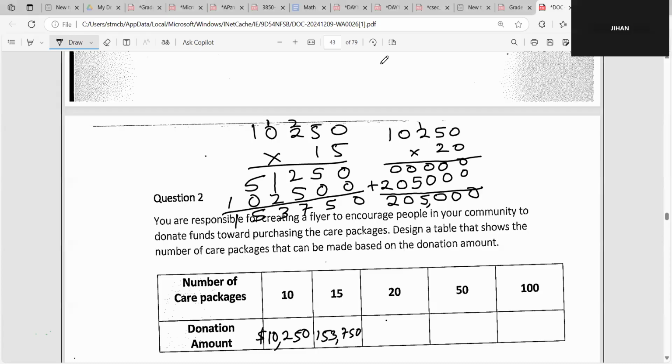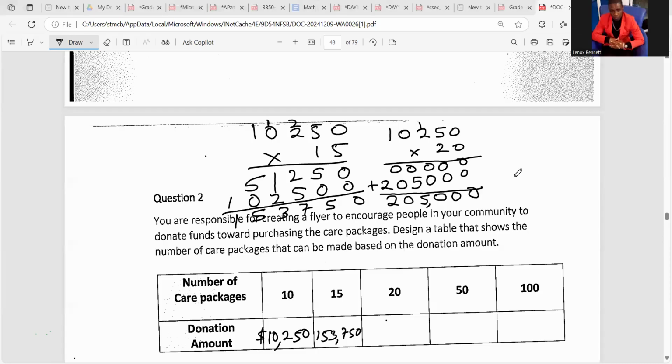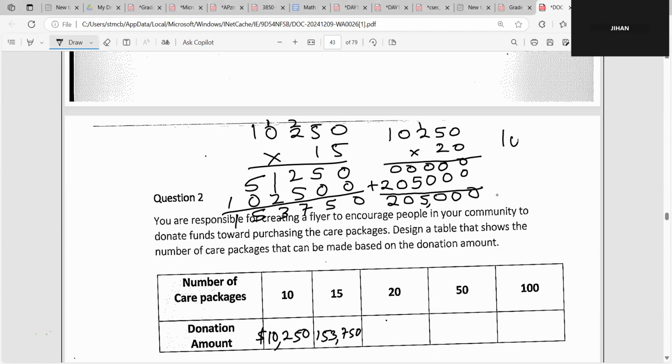No, sir, I don't agree. All right. Why do you disagree? Because she's multiplying 15 and 20 by 10,250. You're supposed to multiply it by 1, and the 10,250 is for 10. Oh, so this 10,250 is already 10. So you're not going to multiply by 15. You're going to multiply 1,025 by 15 and 20. Okay. So it's her answer, but without the 0 at the end.